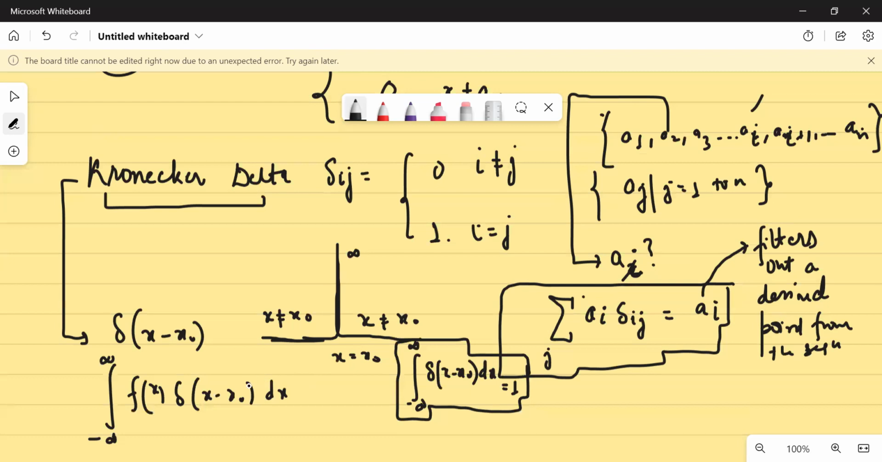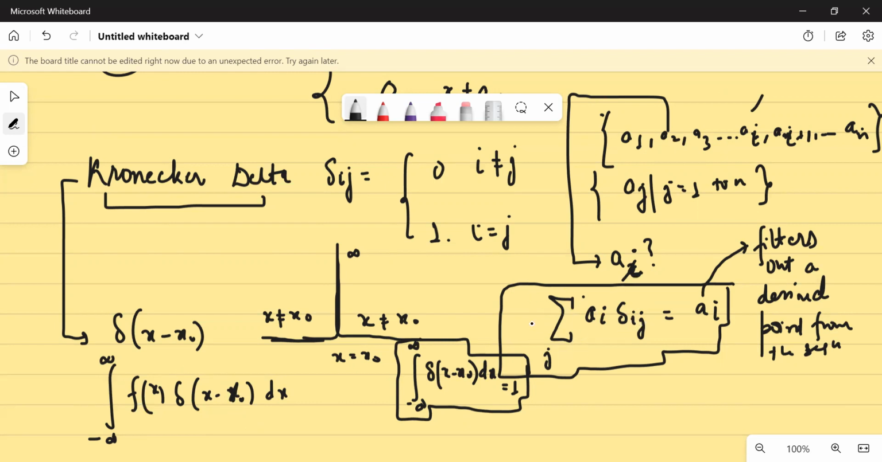Okay, so as you can see, if x is not equal to x naught, then this particular function will be 0. And exactly at x equal to x naught, it will give you 1. So exactly at x equal to x naught, if you just integrate it, this is kind of a similar structure you can see in the Kronecker delta. In Kronecker delta, if I had to filter out a point of the sequence, what did I do? I simply multiplied Kronecker delta with it.